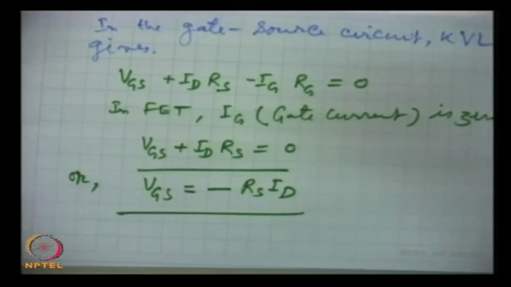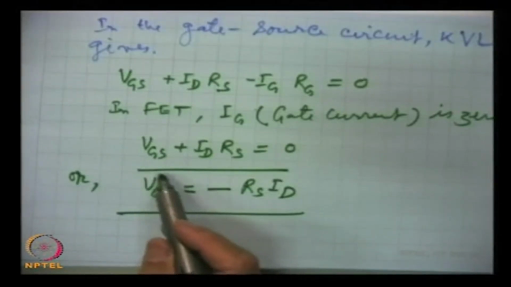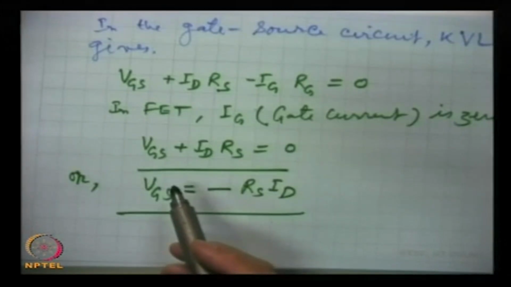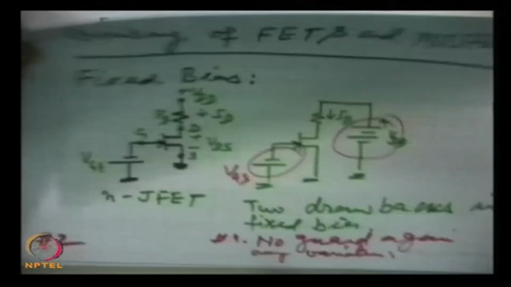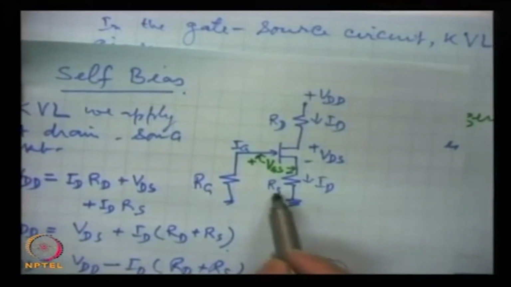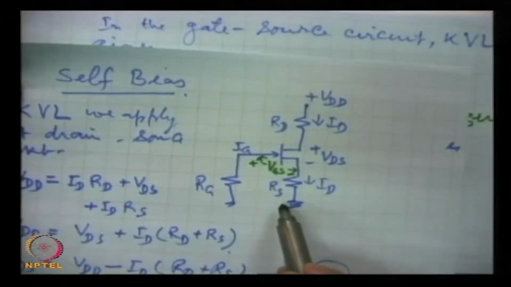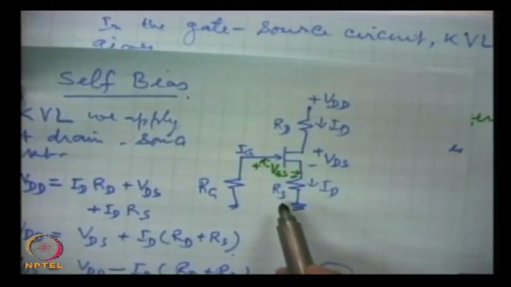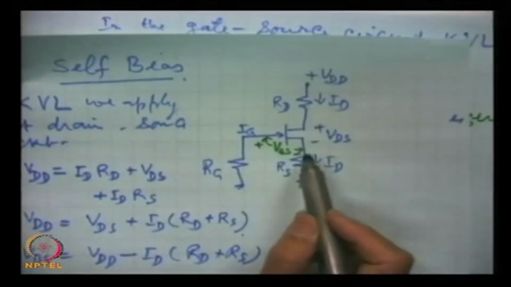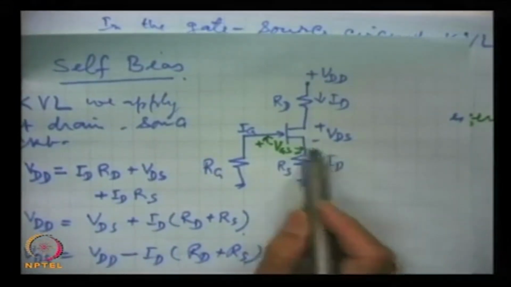This is the gate source voltage which we were providing in the fixed bias circuit by another battery. In the self bias, that is available as the voltage drop across this resistance Rs. That is why it is called self bias. There is no extra battery to provide this voltage VGS, but it is available as a drop across this.